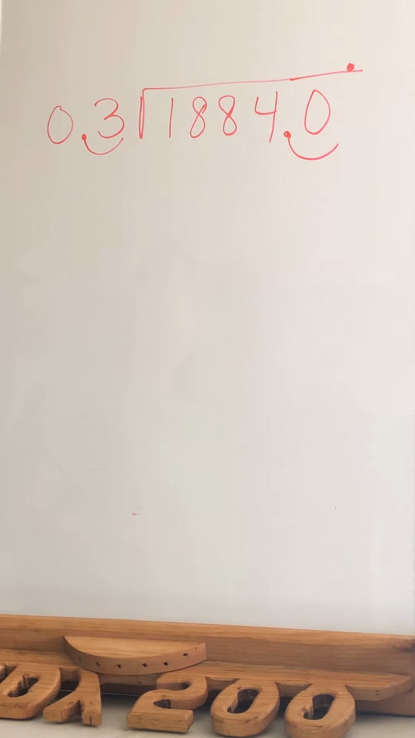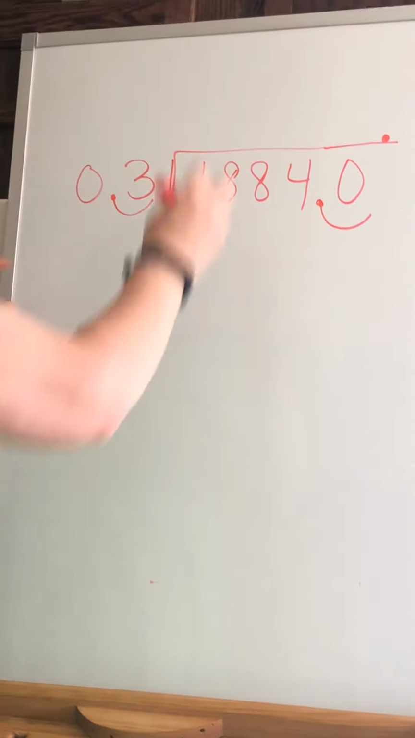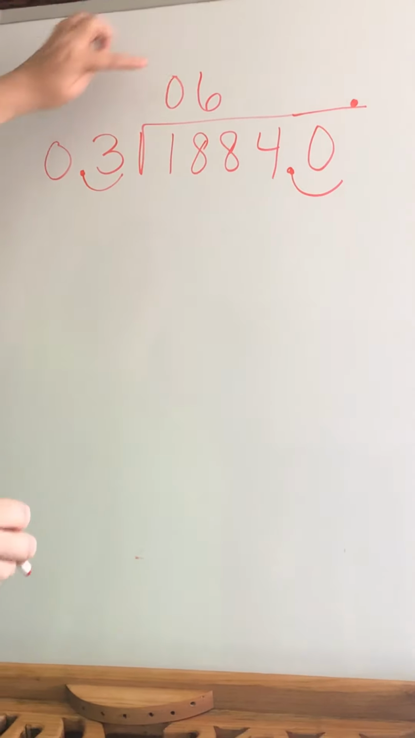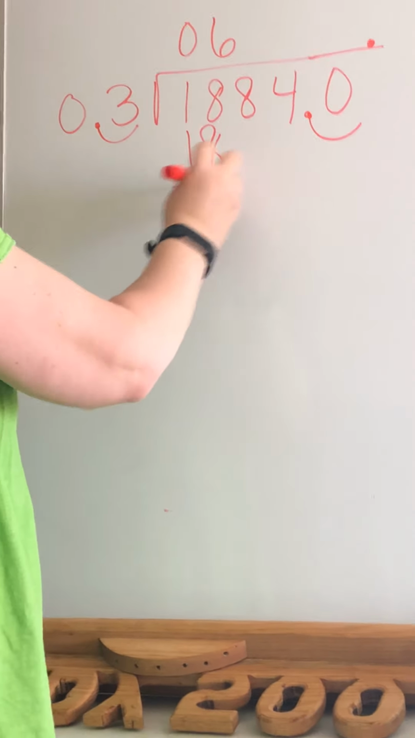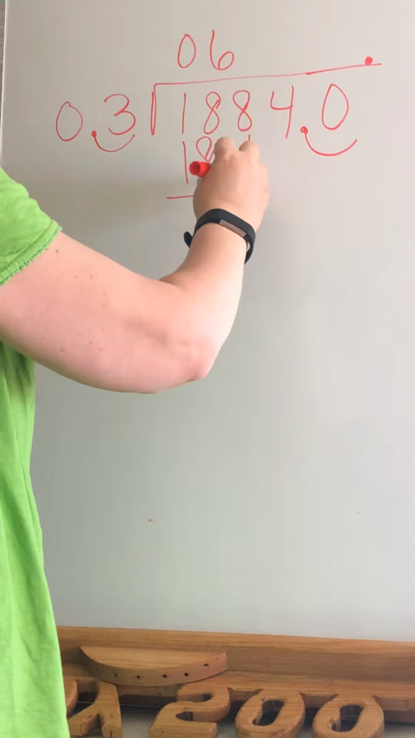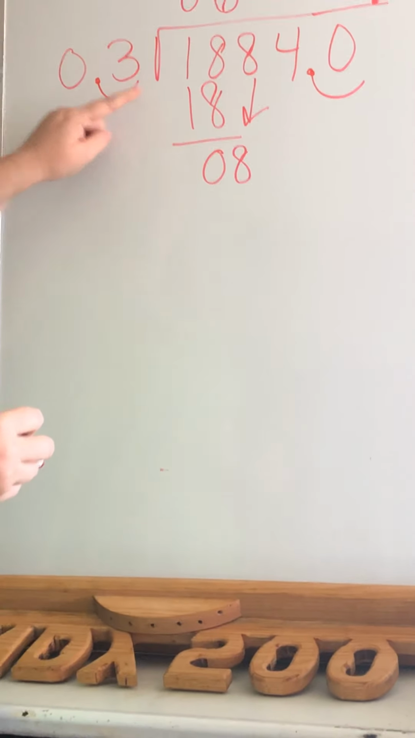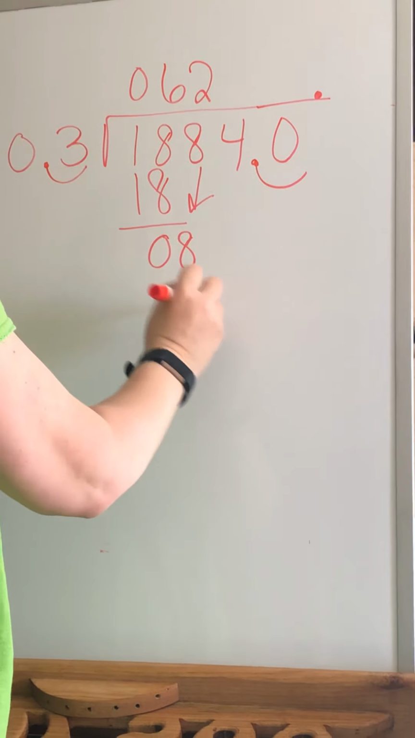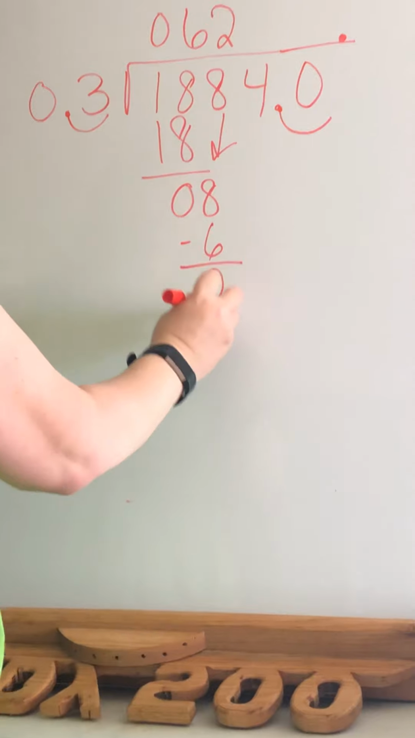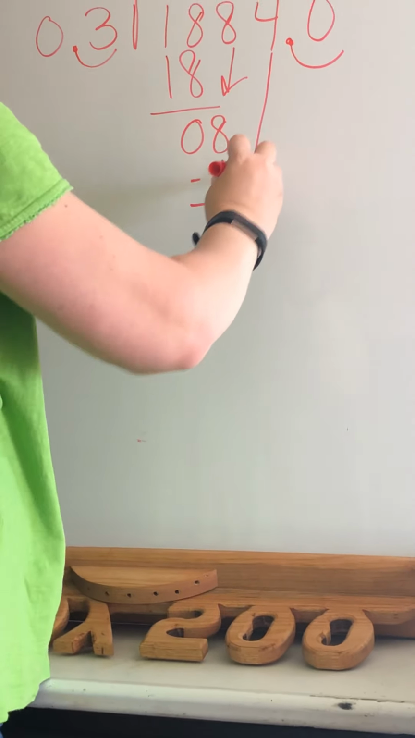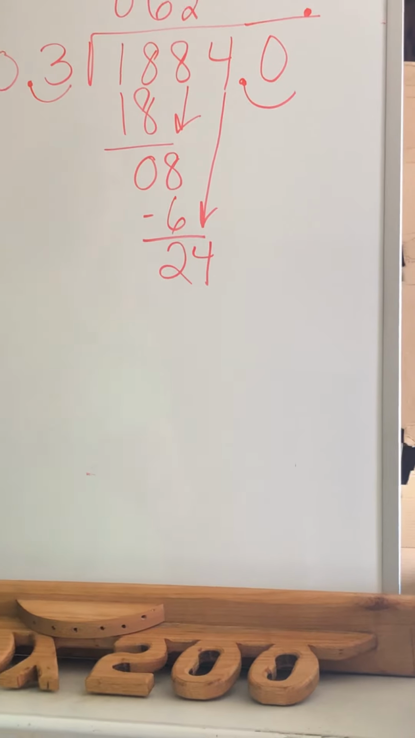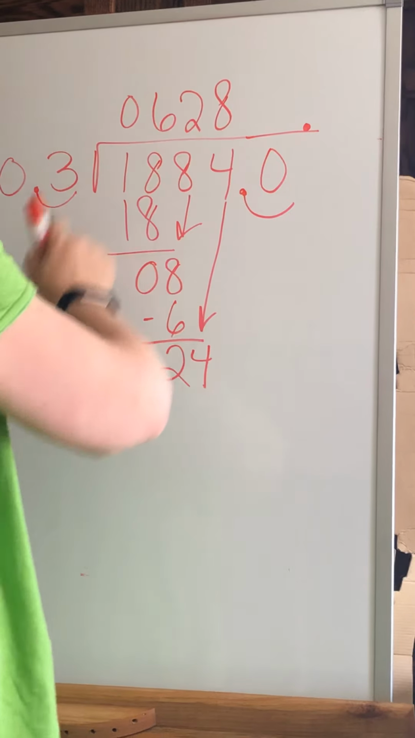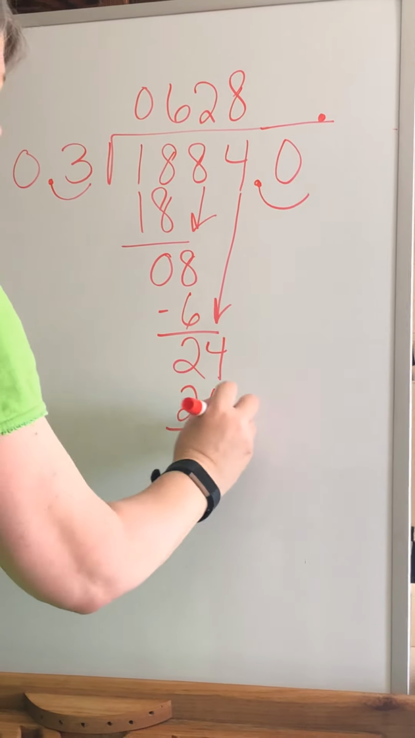We're almost done. 3 cannot go into 1, so let's put a 0. 3 can go into 18 6 times. 3 times 6 is 18. There's nothing left over. Bring down the 8. 3 divided into 8 goes twice. 3 times 2 is 6. 8 minus 6 is 2. Bring down that 4. 3 goes into 24. Well, it goes in 8 times. 3 times 8 is 24. I have nothing left over.